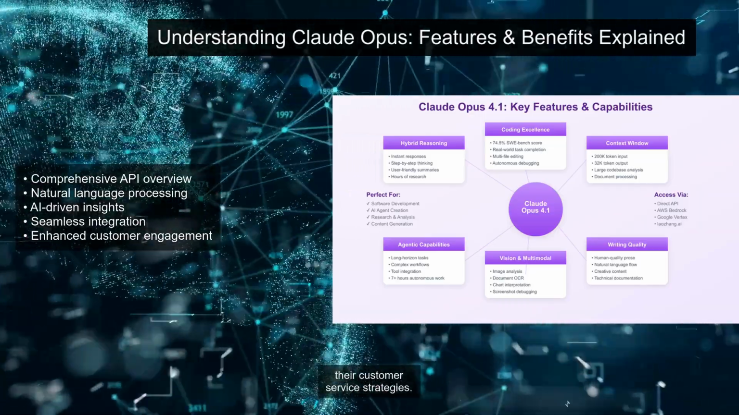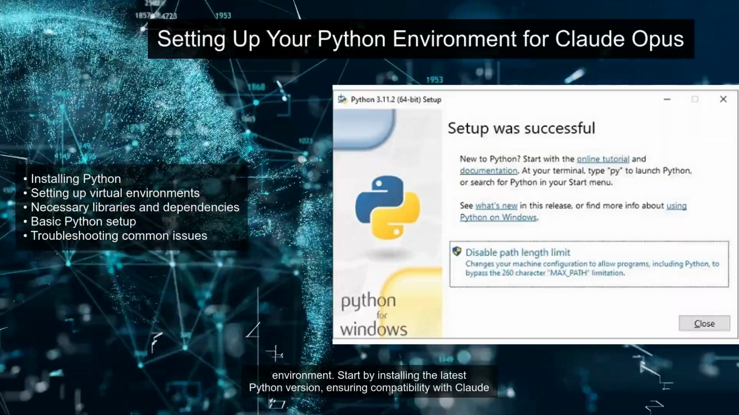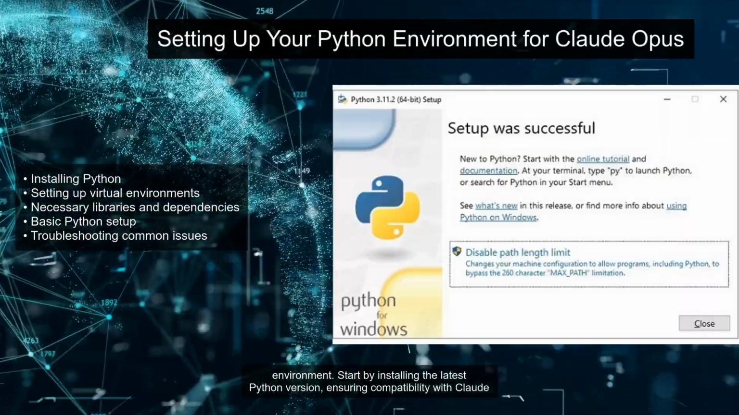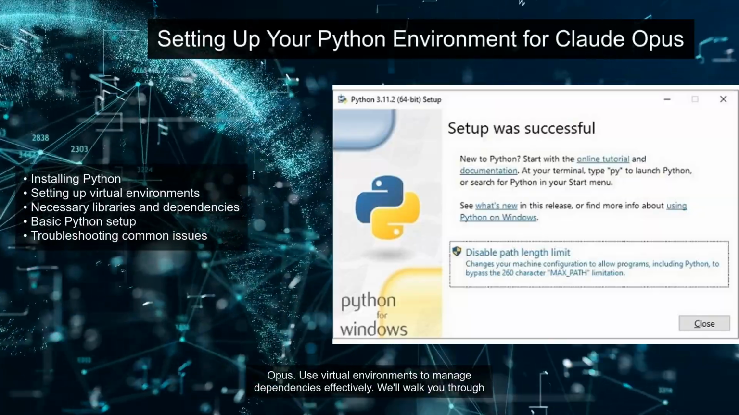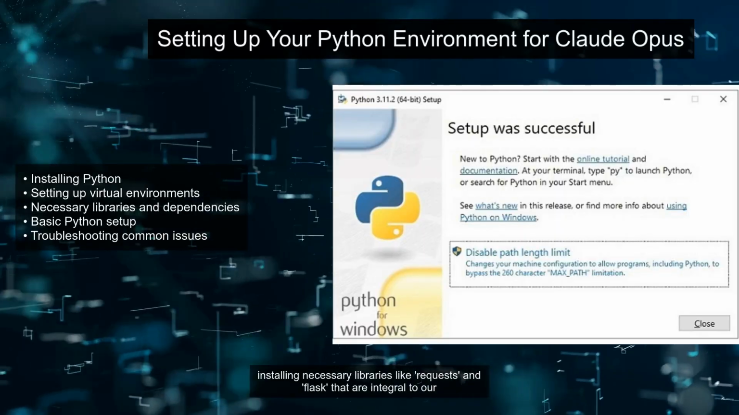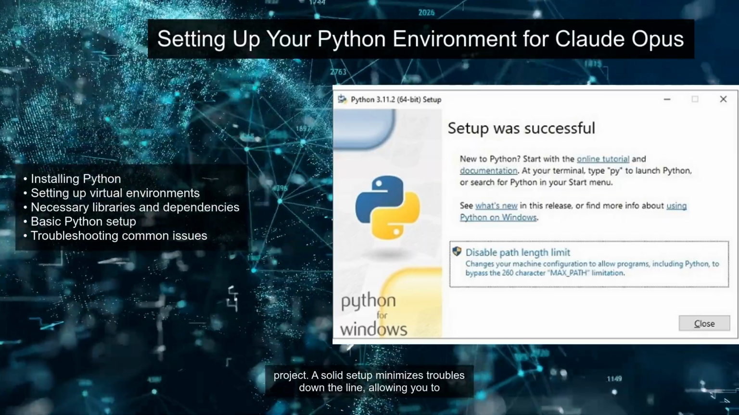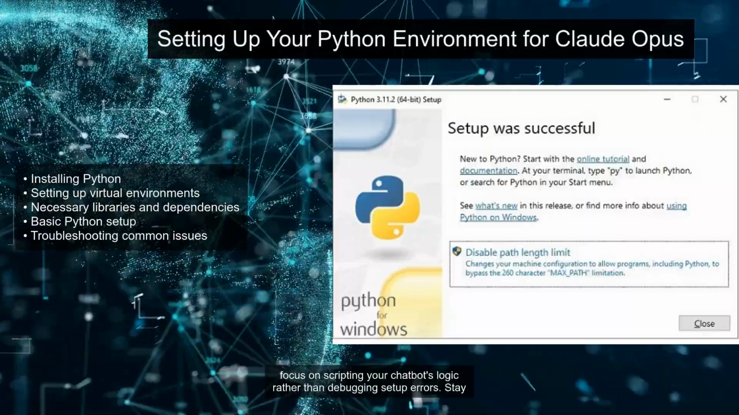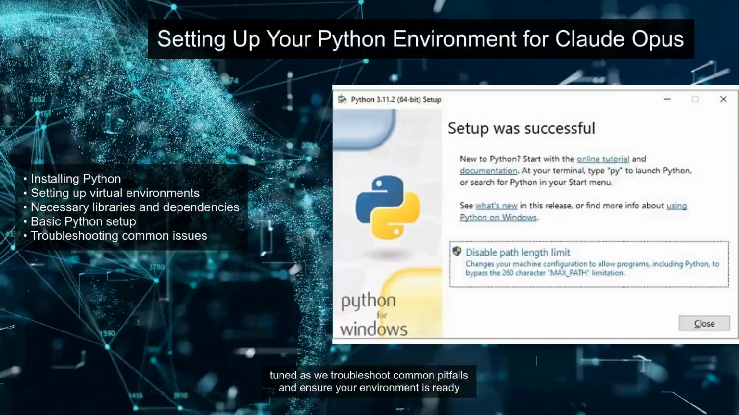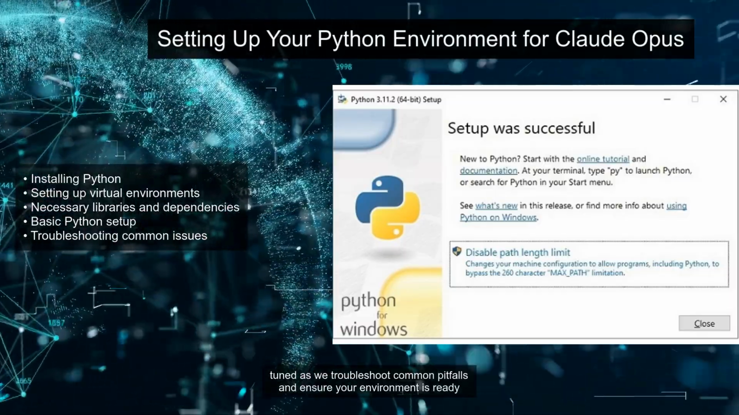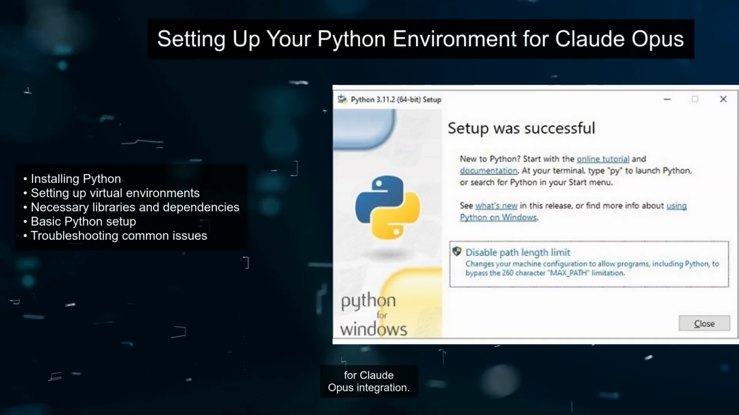their customer service strategies. Before diving into the integration, it's crucial to have a robust Python environment. Start by installing the latest Python version, ensuring compatibility with Claude Opus. Use virtual environments to manage dependencies effectively. We'll walk you through installing necessary libraries like requests and Flask that are integral to our project. A solid setup minimizes troubles down the line, allowing you to focus on scripting your chatbot's logic rather than debugging setup errors. Stay tuned as we troubleshoot common pitfalls and ensure your environment is ready for Claude Opus integration.